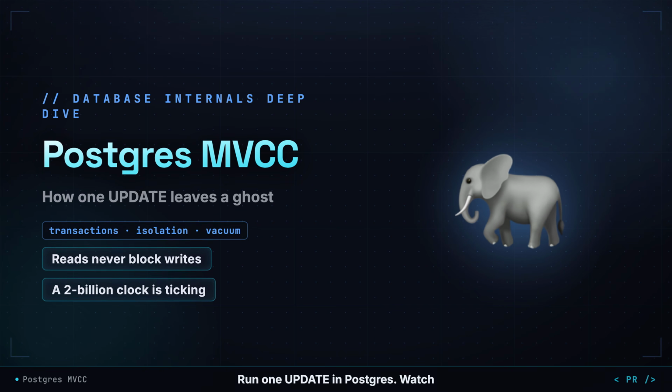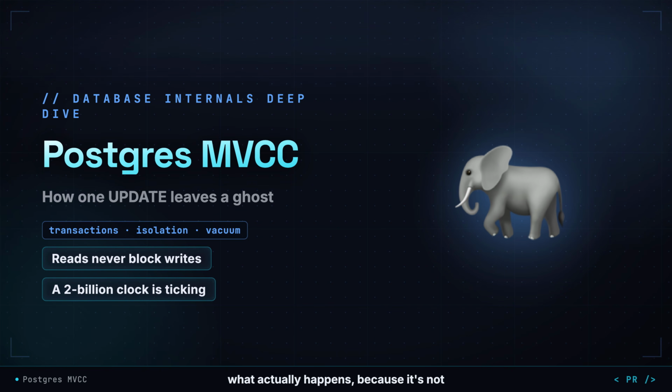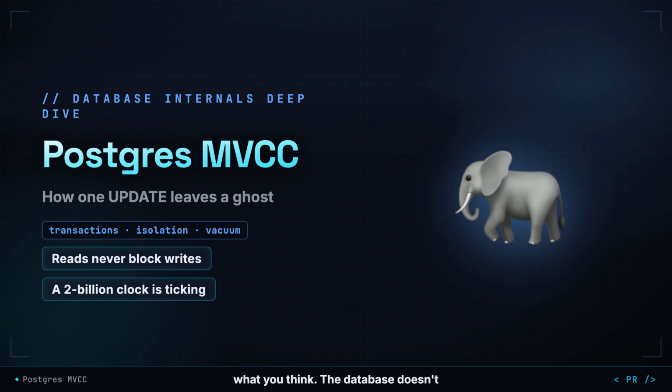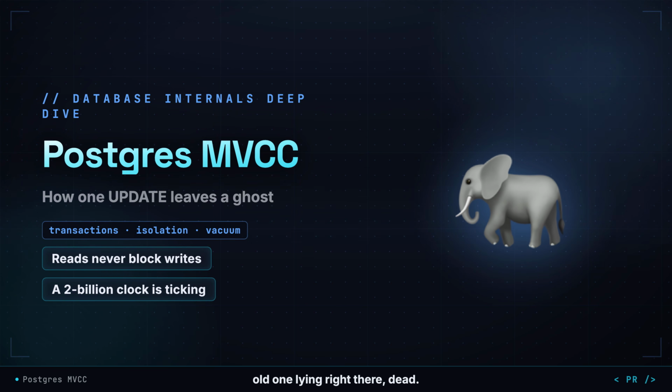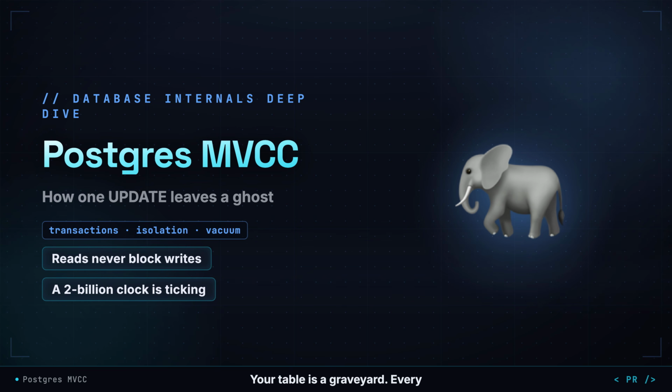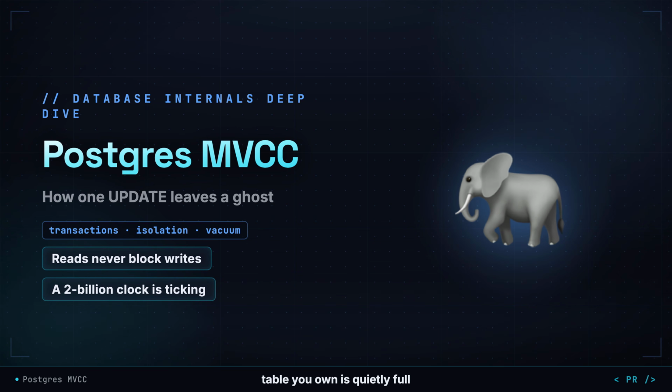Run one update in Postgres. Watch what actually happens, because it's not what you think. The database doesn't change your row. It writes a brand new copy and leaves the old one lying right there, dead. Your table is a graveyard. Every table you own is quietly full of ghosts.